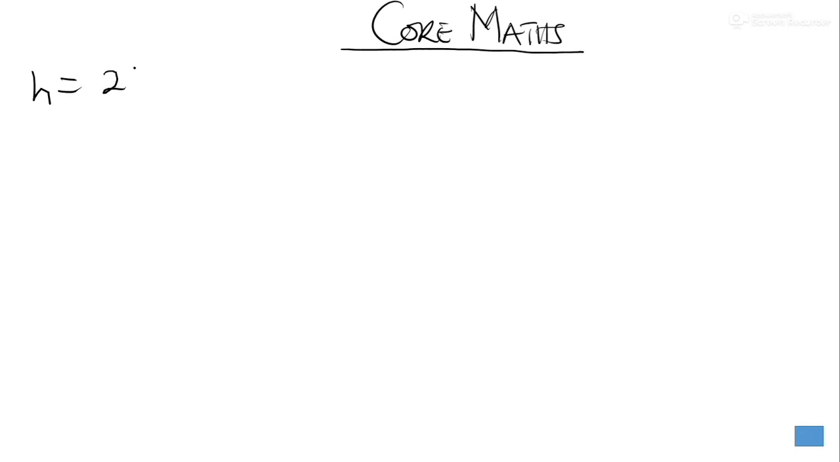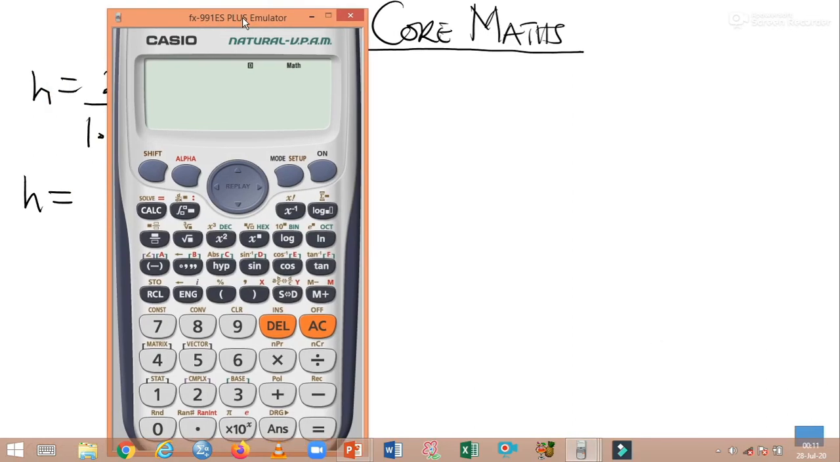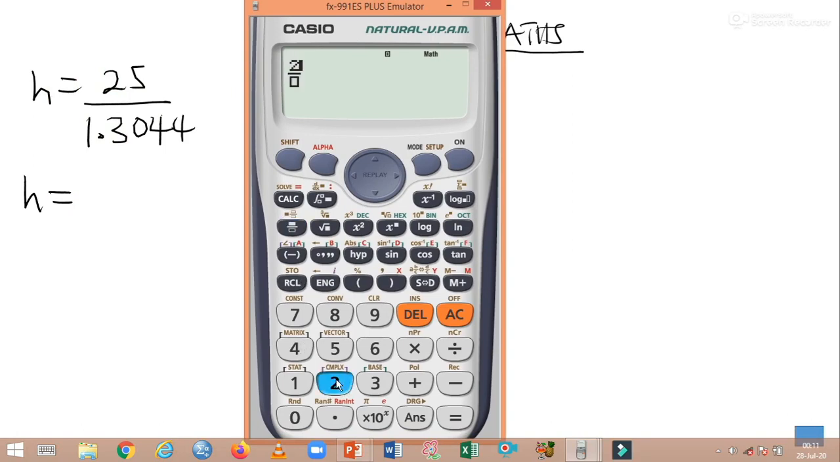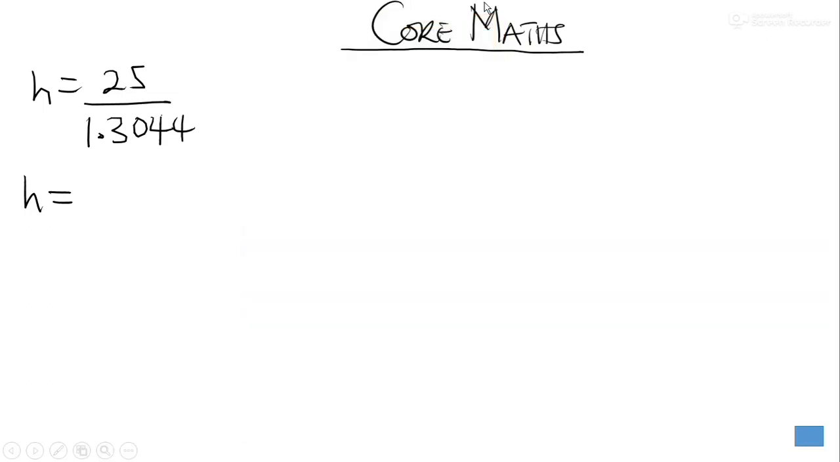So our H will be equal to 25 on 1.3044. So now let's get the calculator. Right, so 25 on 1.3044 equal to, right, so we are getting 19.1659 to 4 decimal places. So we have 19.1659 meters as our h.